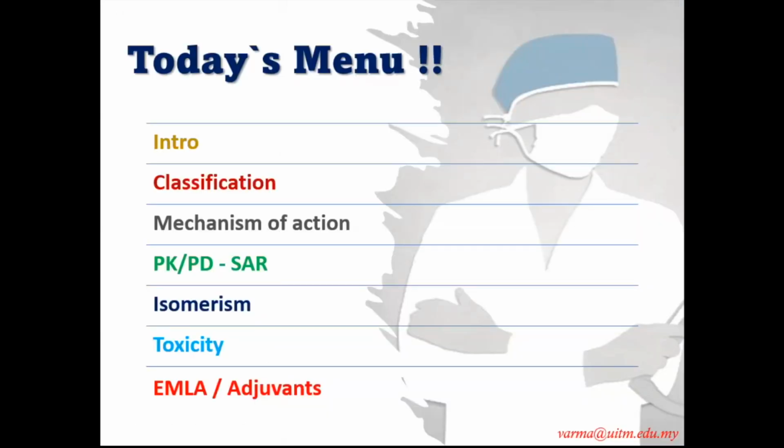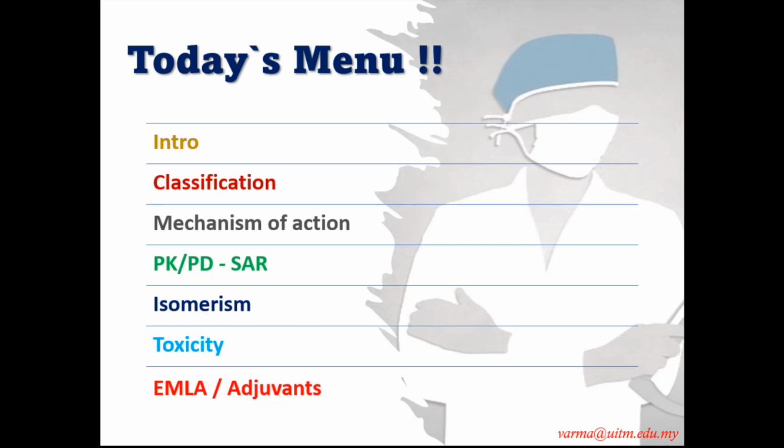So our content will be, we'll talk intro about the local anesthetic. We'll go into the classification based on their structural group and also based on their duration of action. And then we will go in detail about the mechanism of action. Next, we go into the overview of the PK/PD of the local anesthetic. I'm not going to talk about individual anesthetics. The PK/PD of the local anesthetic are very closely related to their SAR, which is their structural activity relationship. Next would be isomerism, toxicity of LA, and EMLA and adjuvants for LA.